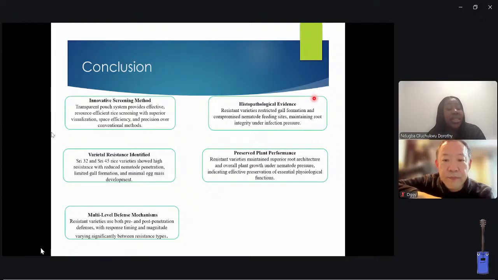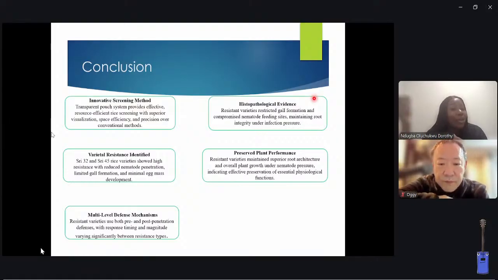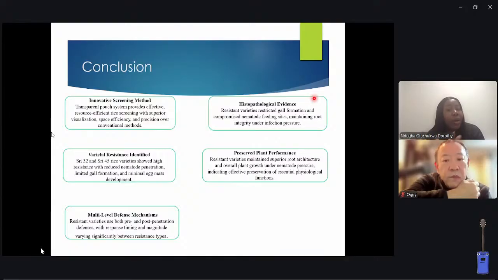And resistant varieties maintain superior root texture and overall plant growth under nematode pressure. Although we know we inoculated the same nematode in all the rice varieties, the resistant varieties were also able to maintain superior architecture and overall plant growth even though they were under pressure, which indicates that they have effective preservation of essential physiological functions in their roots.